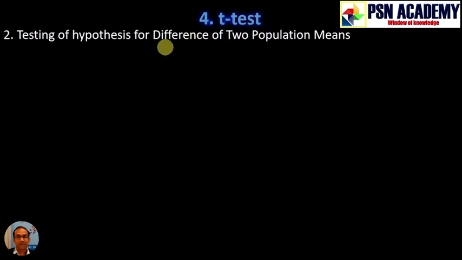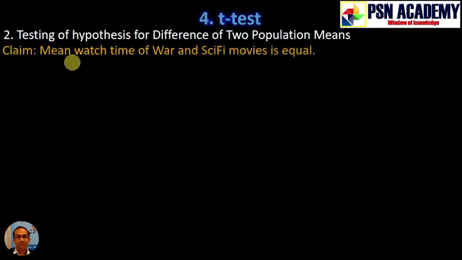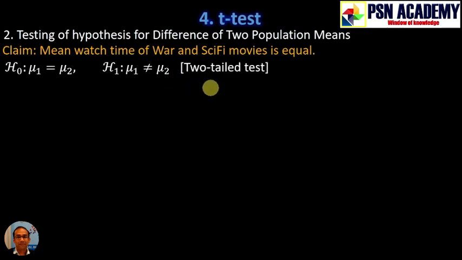Next, we go for t-test for testing the hypothesis for difference of two population means. Now, the claim: mean watch time of war and sci-fi movies is equal. So this is our null hypothesis, that mu1 is equal to mu2, and the alternate hypothesis will be mu1 is not equal to mu2. So this is also a two-tail test.